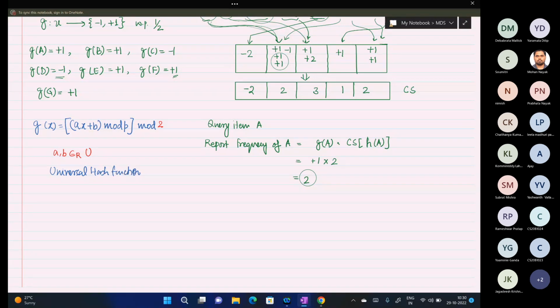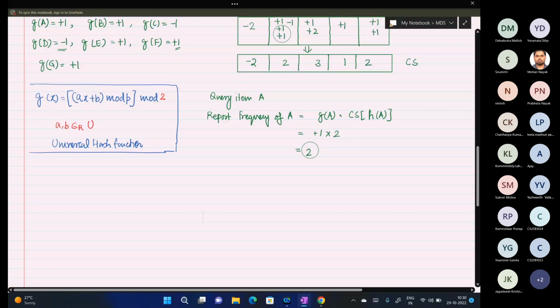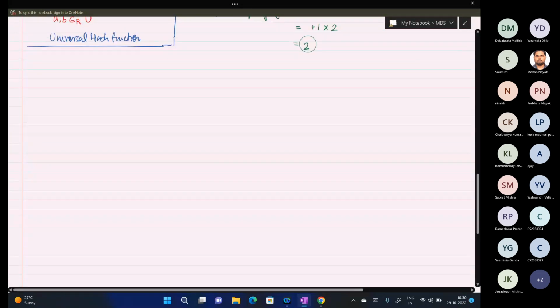So basically the output of this function will be either 0 or 1, but we can decide that if its output is 0, we can use it as -1, and if its output is 1, we can use it as +1, right? Okay. So now we'll try to analyze our algorithm.